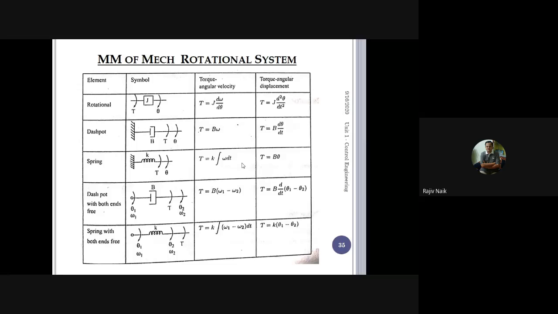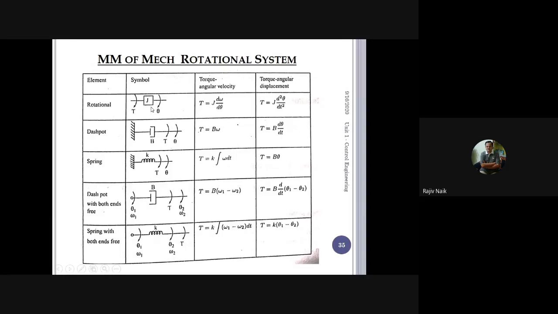Spring and a damper. Here you have mechanical, in a rotational system, a J, that is a rotor, which is an inertia component, similar to mass. So here, instead of mass, we have a mass moment of inertia, that is half mr square, and that is represented as J here.